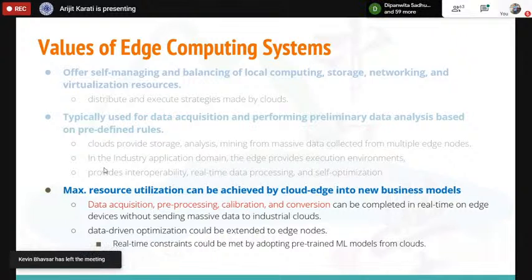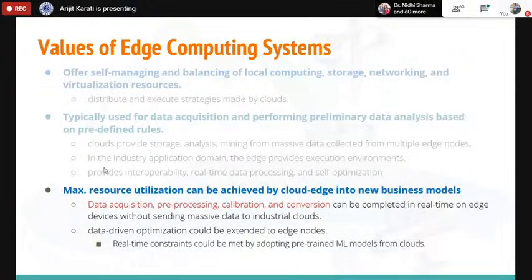Specifically, the data acquisition, pre-processing, calibration, and conversion can be completed in nearly real time, not exactly real time, using edge devices without sending the massive data to some clouds, or you can think of industrial clouds.